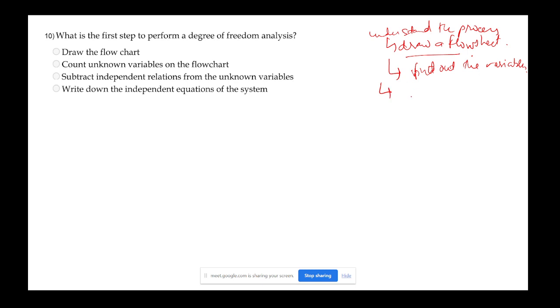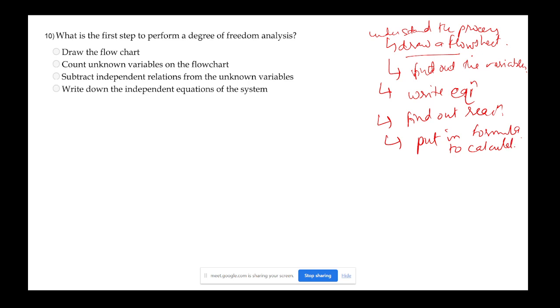Then you write equations associated with the processes. Then you find out reactions. Then you put in the formula to calculate NDF. So if you look into the options, the first one is you draw the flow sheet or flow chart. So this is the first option. So obviously this is the correct one.